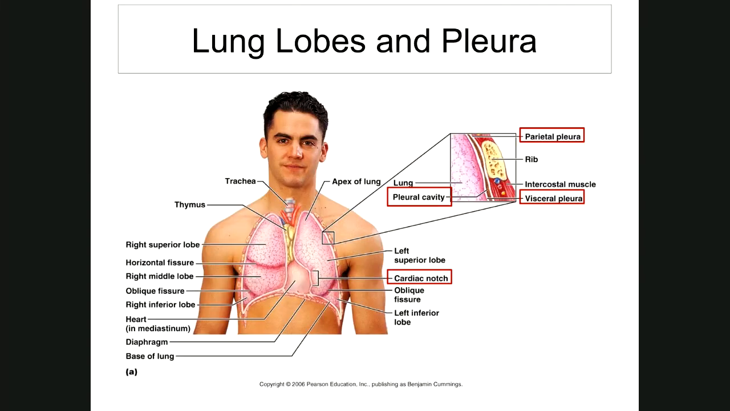Now you can see that again over here on this picture. You can see the pleural cavity, that's the space. You can see the visceral pleura on the surface of the lung, and the parietal pleura forming the sac or the wall around the lungs. Now, respiration is the exchange of gases, that's oxygen and carbon dioxide, with the cells of the body.